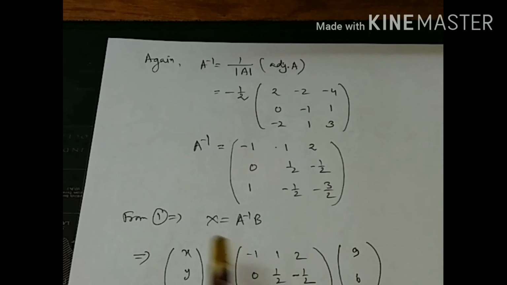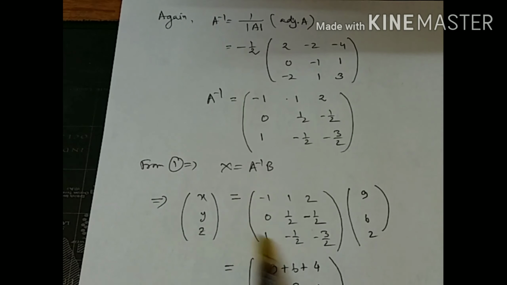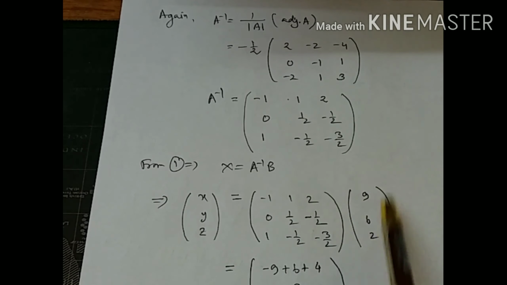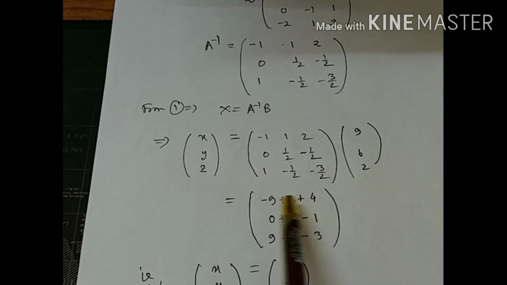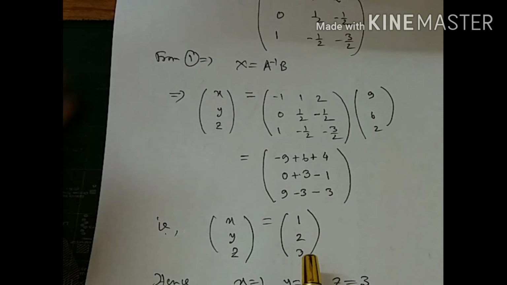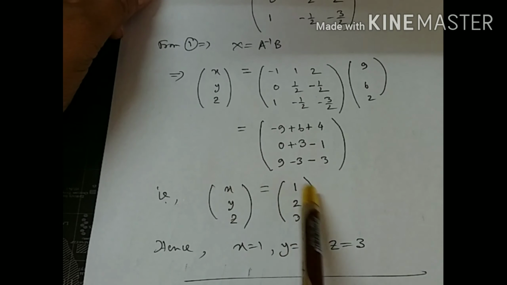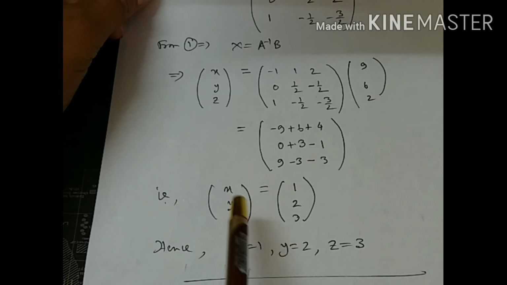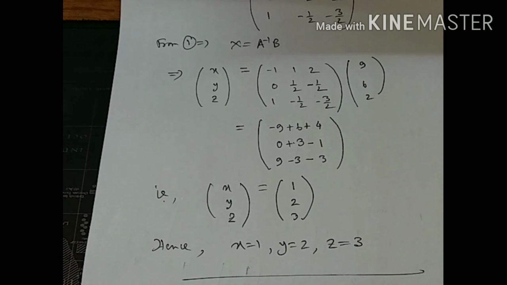We have the solution X equal to A inverse B. X equal to, these are the 3 unknowns x, y, z, A inverse this one, and right hand side matrix B, which means 9, 6, 2. After row and column multiplication we get this, and after solving these 3 equations, we get 1 2 3. That means, by equality of matrices, x equal to 1, y equal to 2, and z equal to 3. So this is another method to find the solution of simultaneous linear equations.